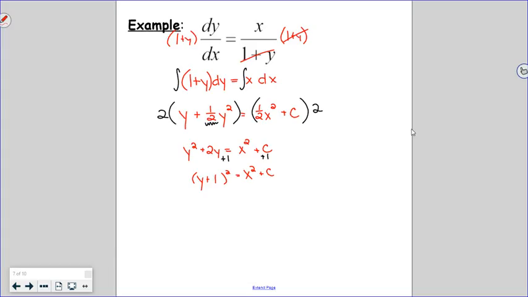Square root both sides, continuing to get y by itself here. Whoa. Being a good algebra student and remembering my plus or minus when I square root, and solving for y.